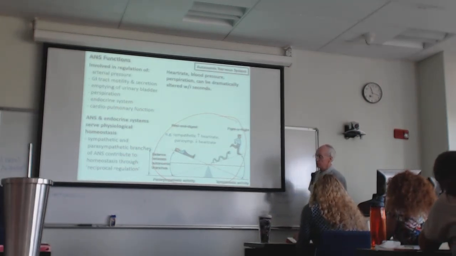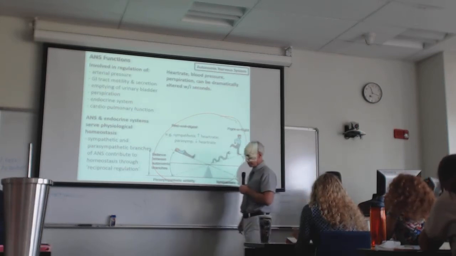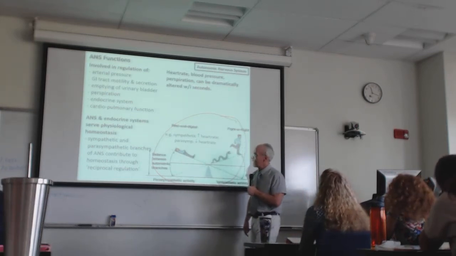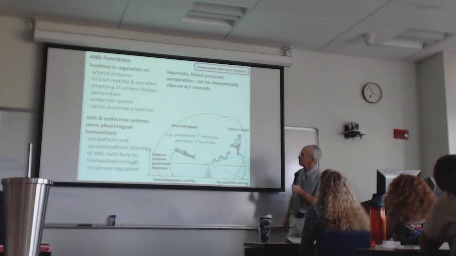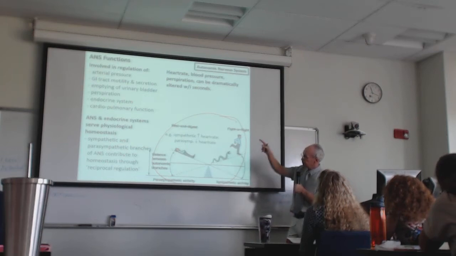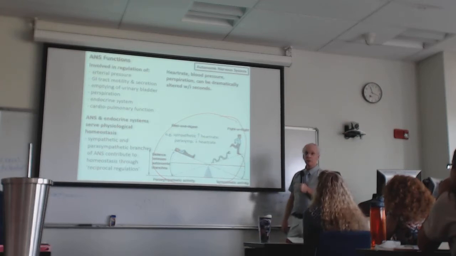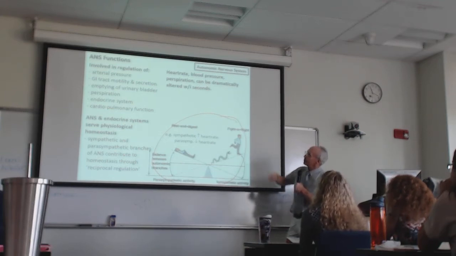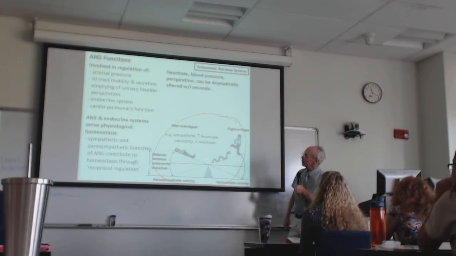In fact, most systems in the body that are involved in autonomic regulation have both sympathetic and parasympathetic nerves extending to them. You can see some examples there: the vasomotor tone, GI tract motility, secretion, urinary continence. For example, if you get very afraid, why do you pee in your pants? Let you reflect upon that. And perspiration, cardiopulmonary and endocrine system. So all of these have autonomic components.